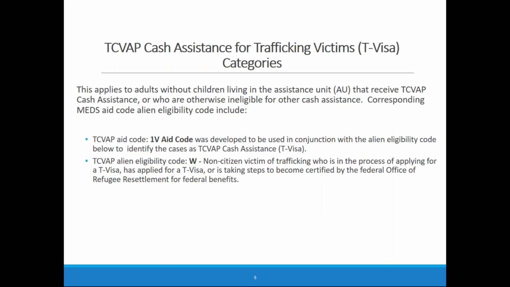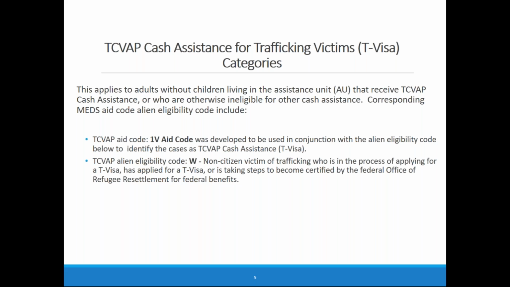The first category we're going to cover is the TCVAP cash assistance for trafficking victims in the T visa category. This applies to adults without children living in the assistance unit or who are otherwise ineligible for other cash assistance. For this group, the MEDS aid code that is used is the 1V aid code, which was developed to be used in conjunction with an alien eligibility code, W, to identify these cases.